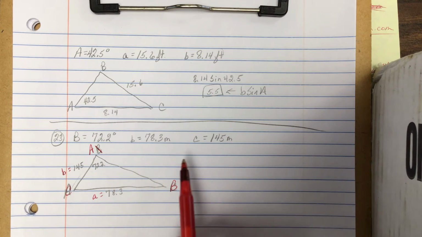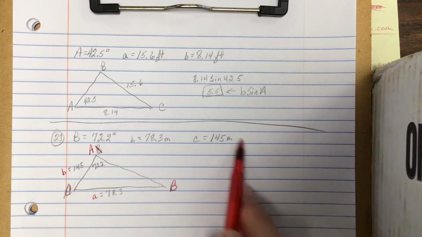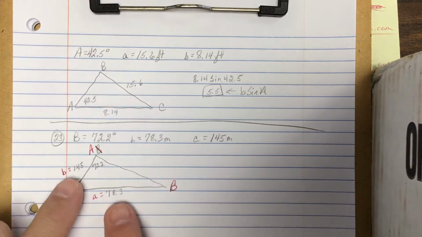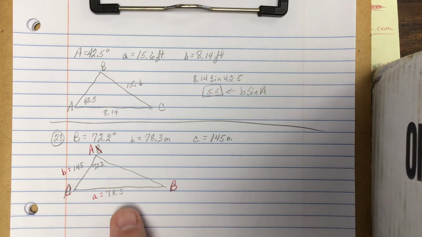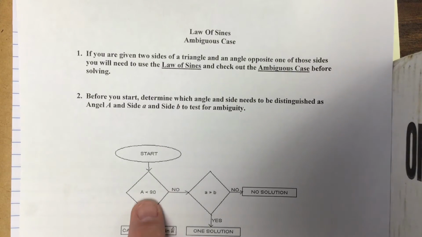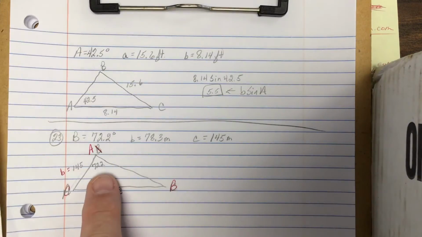All right? So when I compare A and B, less or greater than, I'm not going to be looking here. I'm going to be looking at my triangle and seeing these numbers. Also, I go back to my chart. All right. So the first thing is, is angle A less than 90? Angle A is 72.2. The answer to that is yes.